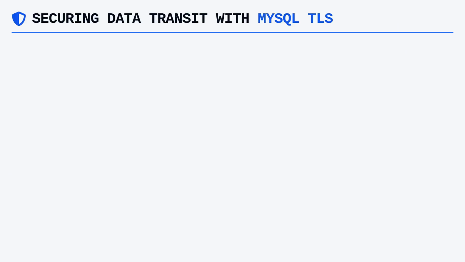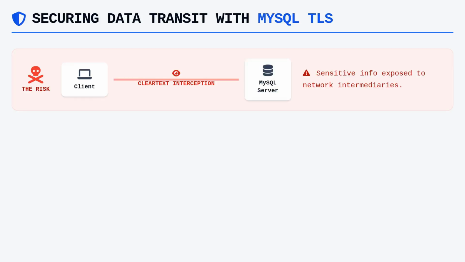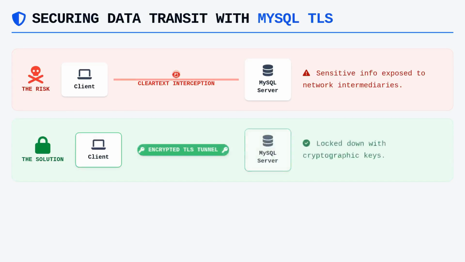In the professional landscape, ensuring that data remains confidential while moving between a client and a database server is not merely a best practice but a fundamental requirement. Without TLS, traffic is transmitted in clear text, meaning any intermediary on the network can potentially intercept and read sensitive information. We address this by establishing an encrypted tunnel where the MySQL server proves its identity through a certificate, and the communication channel is subsequently locked down with cryptographic keys.